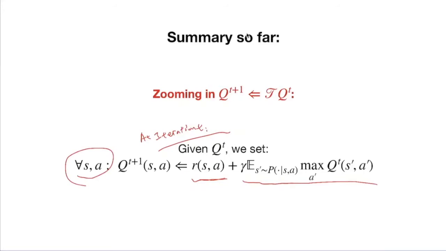So if you want to implement this algorithm, you can implement it in terms of a double for loop. The first for loop is for the iterations. The second for loop is for all state-action pairs. So we have a for loop here, and we have a for loop here.